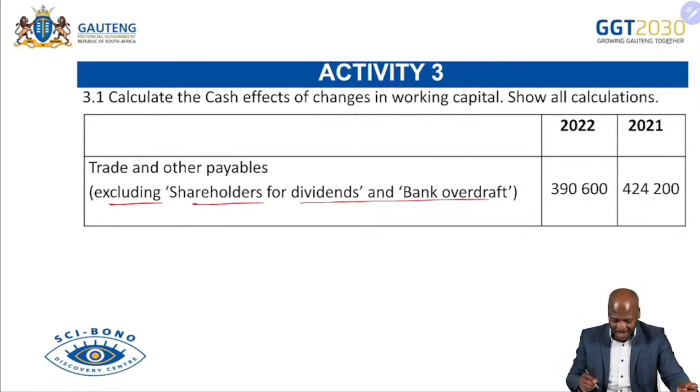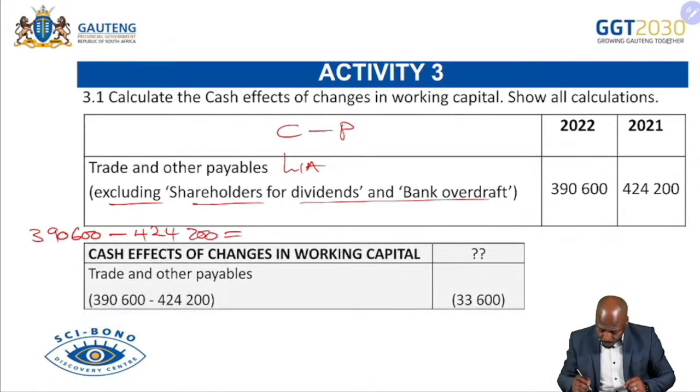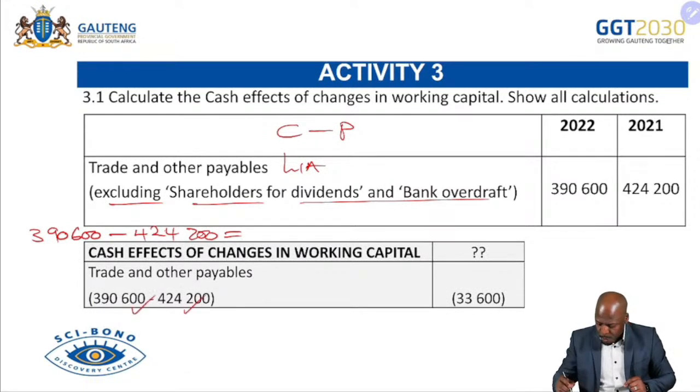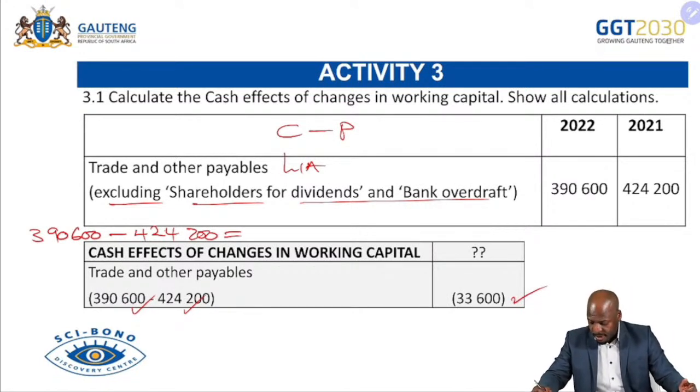Or calculator method. What does the calculator method say? This is a liability. This is a liability. So what then do we say? Current minus previous. All right? What is the current? 390,600 minus 424,200. Whatever sign your calculator gives you, that becomes your answer. Let's see what is going to happen here. All right? Then minus the 424,200, 33,600. Cash outflow. That is the answer. Dear learners, that concludes this particular question. Now, let us go now to the cash flow statement.